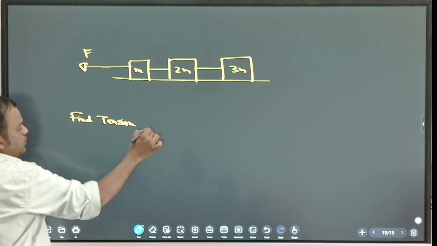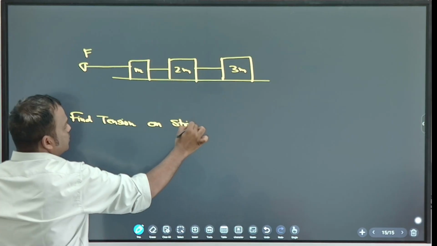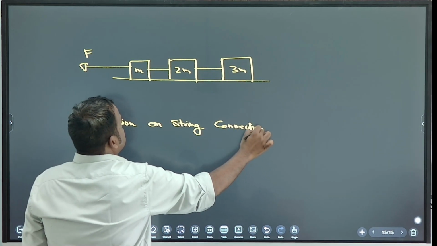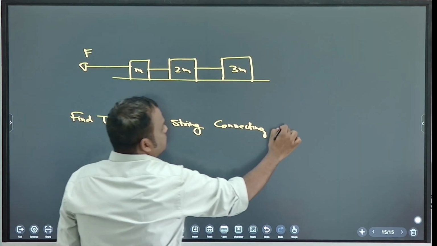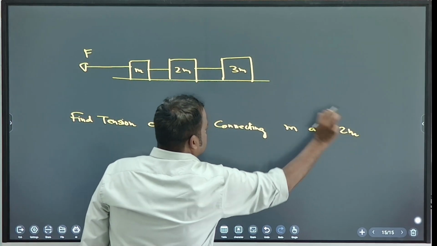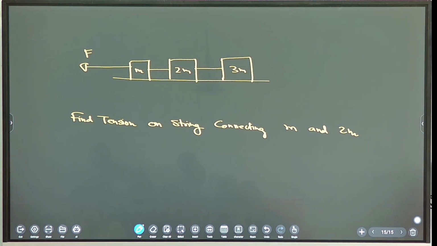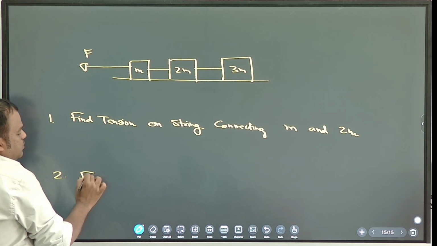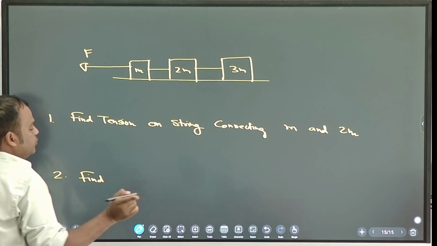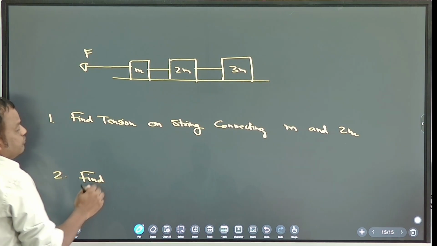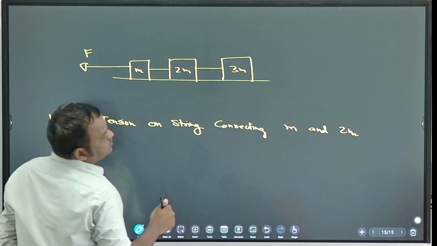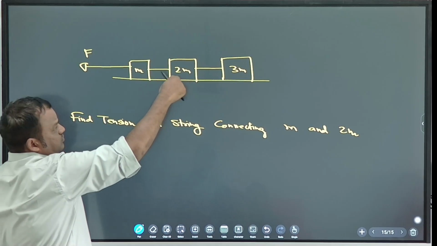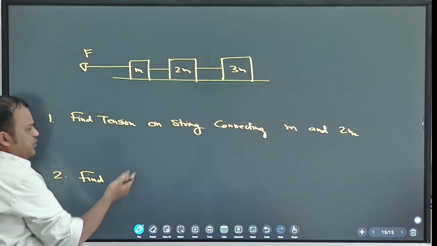Find tension on string. Draw this diagram. Connecting M and 2M. This is the question. Start solving. Now you know how to solve. Combine. Which two will you combine for the first question? I want tension between M and 2M. So which two will you combine? 2M and 3M you combine. Okay, do it. Start.